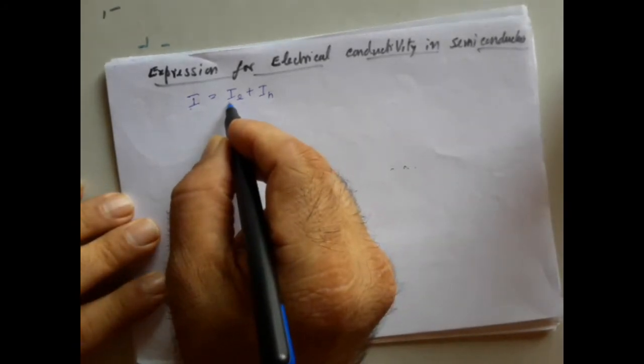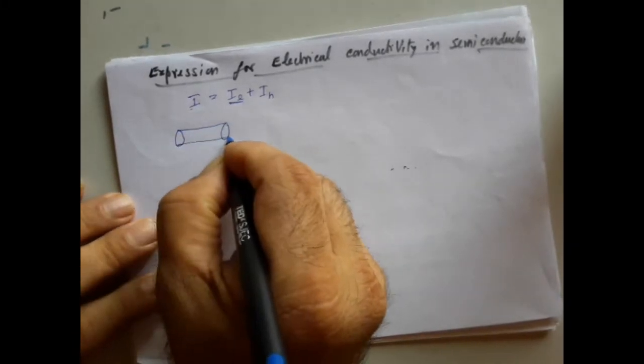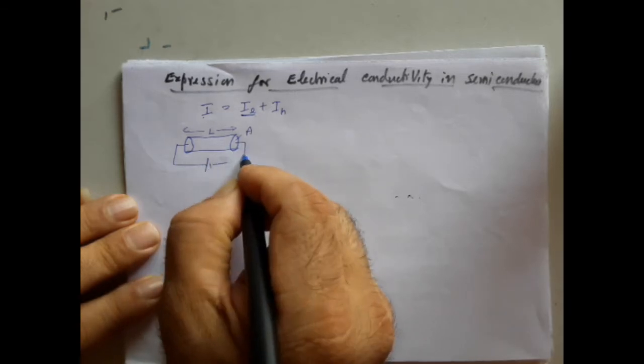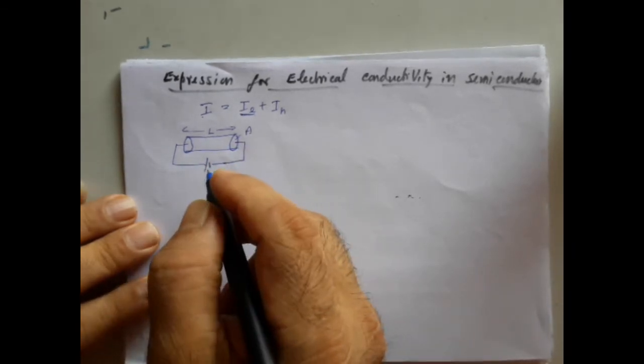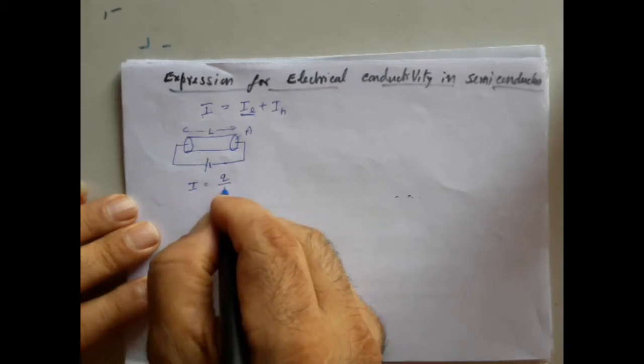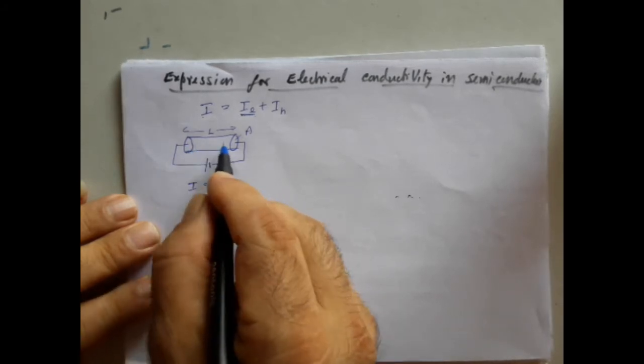Now let us try to find out what is the current due to the electrons, and then I'll try to relate the relation for holes, then I'll add them together. To understand it, let me take a semiconductor. A semiconductor has a certain length L, and it has a cross-sectional area A, which is connected to a battery of certain potential. Now, according to the definition, the current is the total charge that is going to flow per unit time. But we must find out what is the charge that is going to be present in the given conductor.